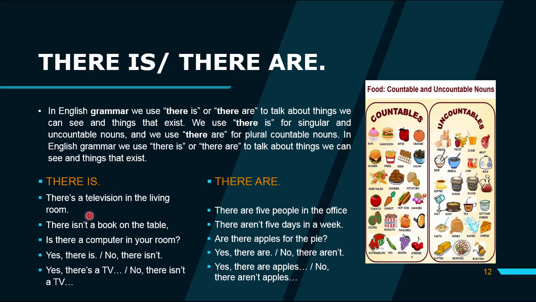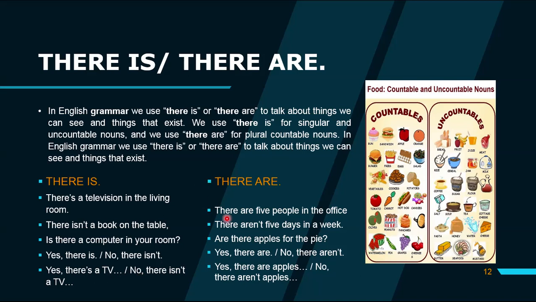That's an affirmative sentence. There isn't a book on the table. That's a negative sentence. Is there a computer in your room? That's a question. And these are the four answers. Yes, there is. No, there isn't. Yes, there is a TV. Or no, there isn't a TV.